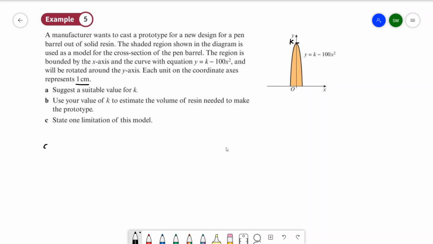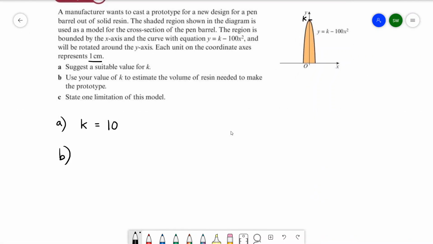So obviously you're not going to get a question like this in the exam really, where you're asked to estimate a value of k. Let's just go with 10, because that's what the textbook does, which seems like a reasonable length for the pen. So from now on, let's just say k equals 10, and that's centimetres really.